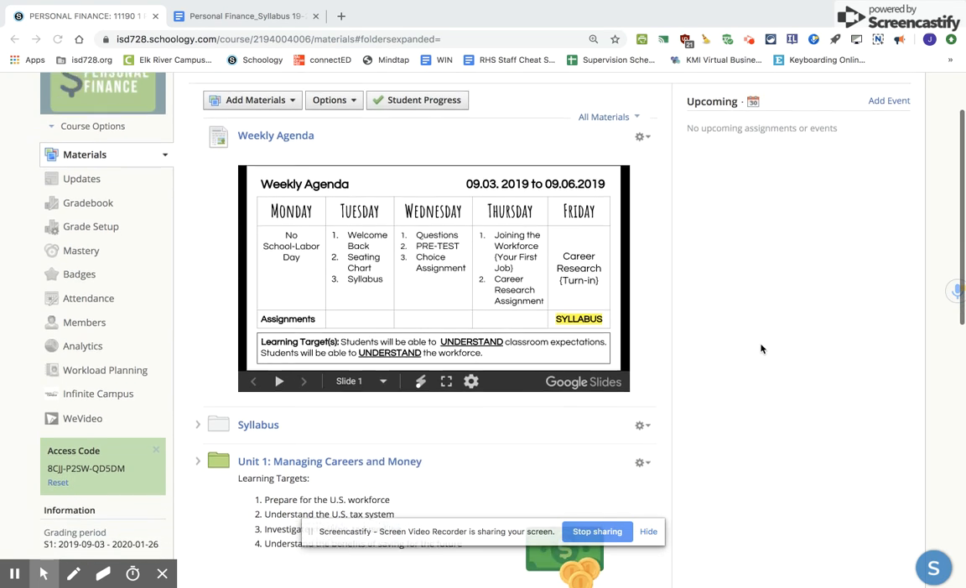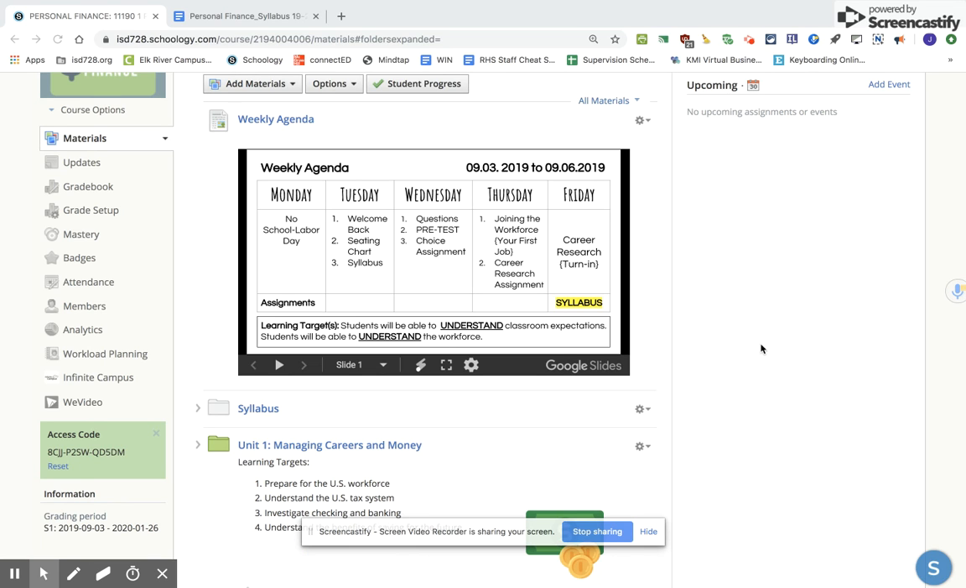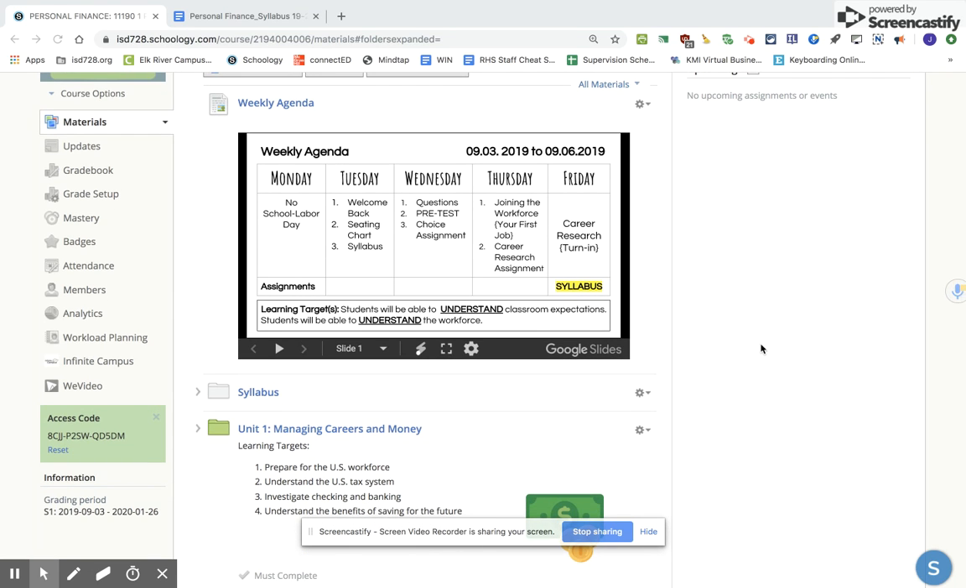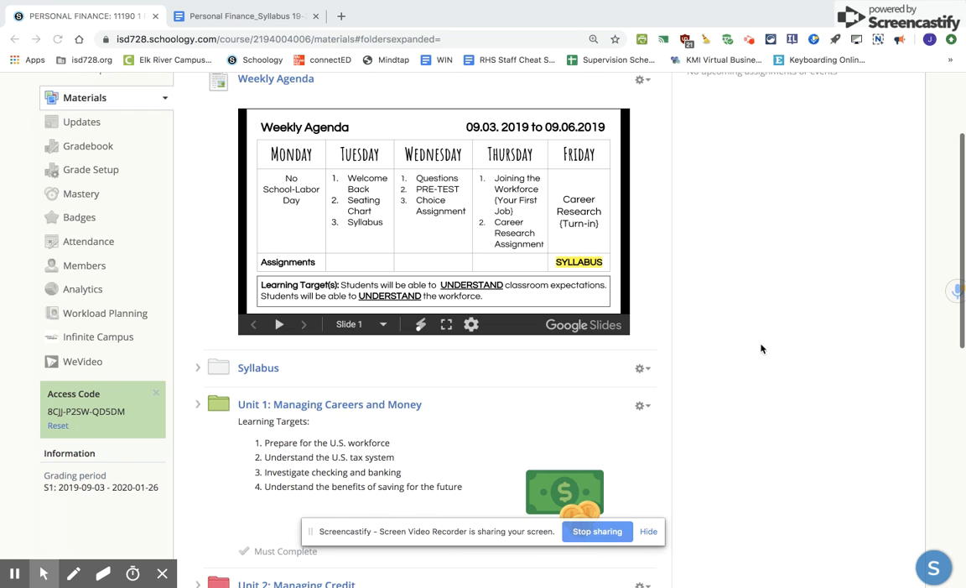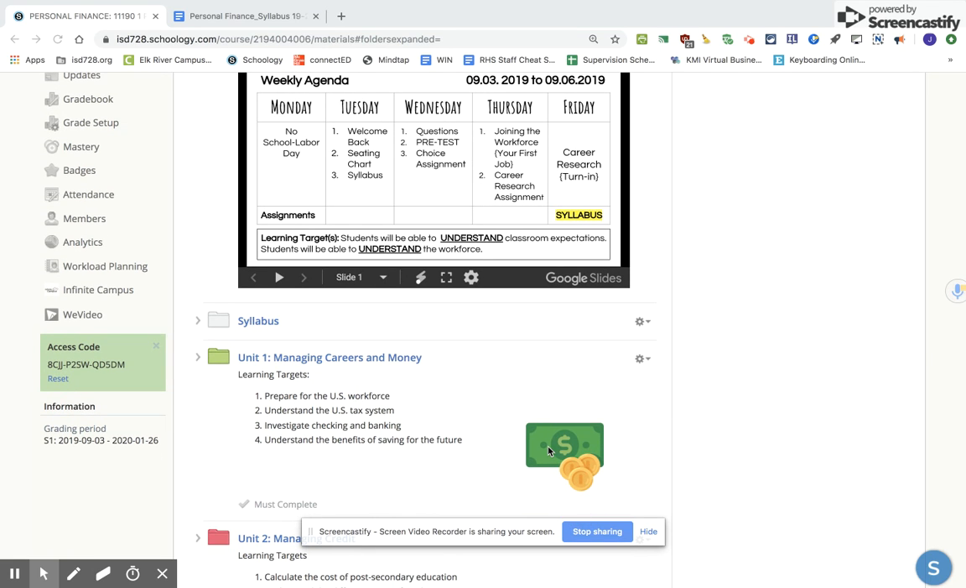How I organize this is we will look at major areas in personal finance. So we start off, Unit 1 covers managing careers and money. And so under that, we have 4 other areas we look at. We look at the workforce, taxes, checking, banking, as well as saving for your future.